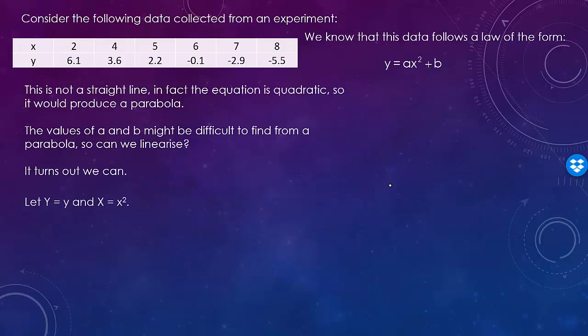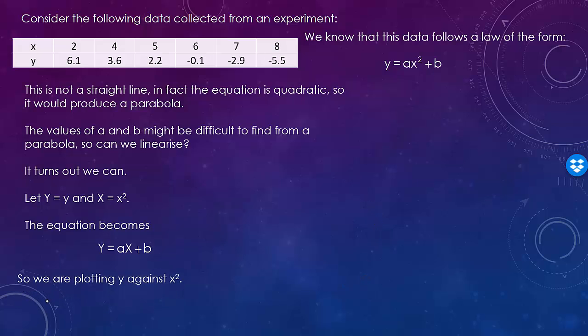So all we need to do is let big Y be the same as y, and big X be equal to x squared. Then the equation becomes Y equals aX plus b, which is a straight line with gradient a and y-intercept b. So what we do is we plot y against x squared.